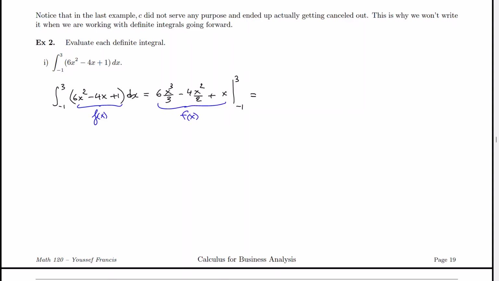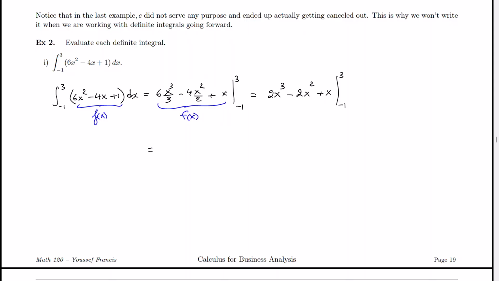Let me first reduce everything to lowest terms to make life a little bit easier. So 6x cubed over 3, that's the same thing as 2x cubed. Then -4x squared over 2, that's the same thing as -2x squared. And finally, there's the plus x, and we want to evaluate it between these values.